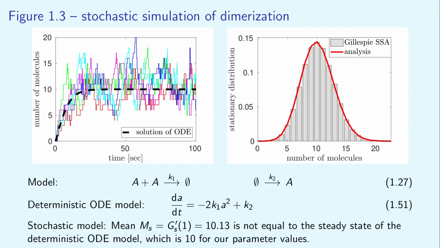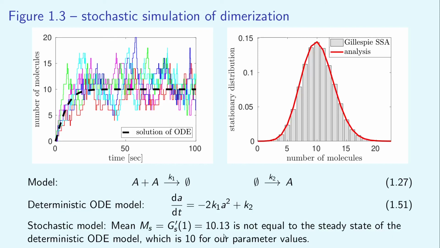The dashed line is the solution of the corresponding deterministic model, which is given by this ordinary differential equation for the concentration of chemical species A. Both panels of figure 1.3 look very similar to the results computed for our production degradation system, but there is one important difference. In this case, the deterministic ODE model does not describe the average behavior of the stochastic model.